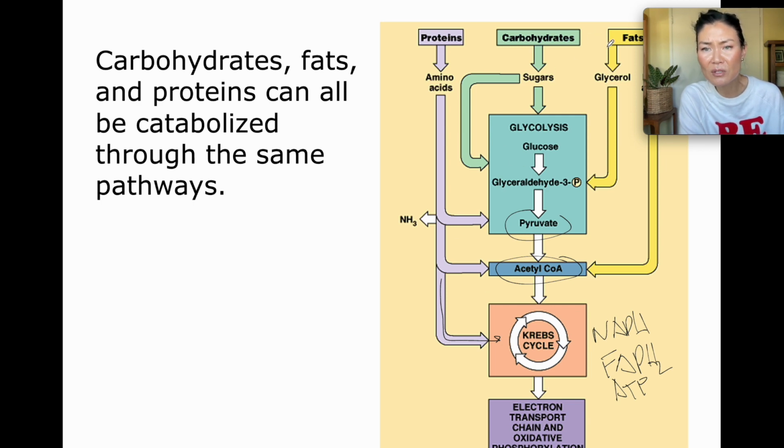But then when you digest fats, they turn into glycerol and fatty acids. Glycerol can be converted into glyceraldehyde 3-phosphate, which can enter here in glycolysis, or the fatty acids can be broken down into acetyl-CoA, which will then enter the Krebs cycle. So really, whatever you eat, you don't have to start here with glucose. You can start with amino acids and glycerol and fatty acids.